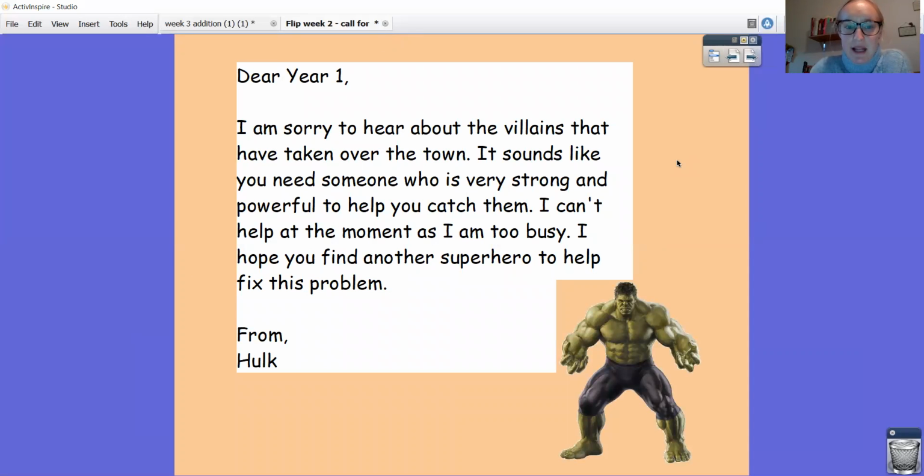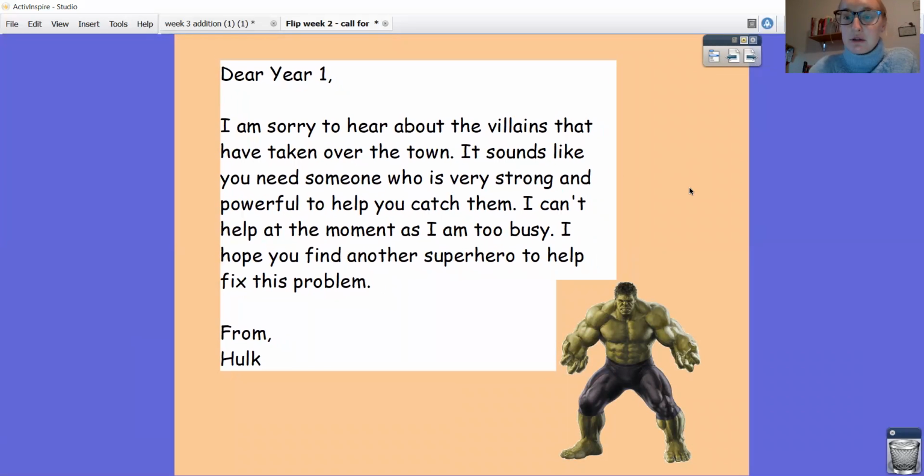Yesterday, you wrote some letters to the Hulk and asked him if he could come and help because we are struggling to get rid of the villains. We were using some of these adjectives to describe the Hulk, and you might have said that you wanted the Hulk to come because you knew he was powerful, helpful, and careful, using those adjectives with the suffix full on the end. Well, I got a letter back from the Hulk, and unfortunately it's not great news.